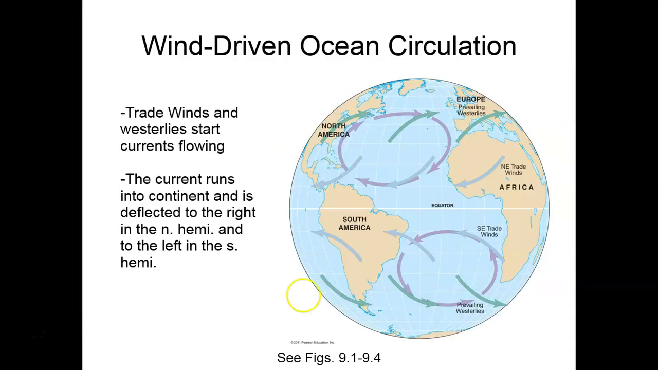Okay, so we're going to essentially break our oceans down into north and south versions. So we have the North Pacific and the South Pacific, the North Atlantic and the South Atlantic, and then the Indian Ocean as well.